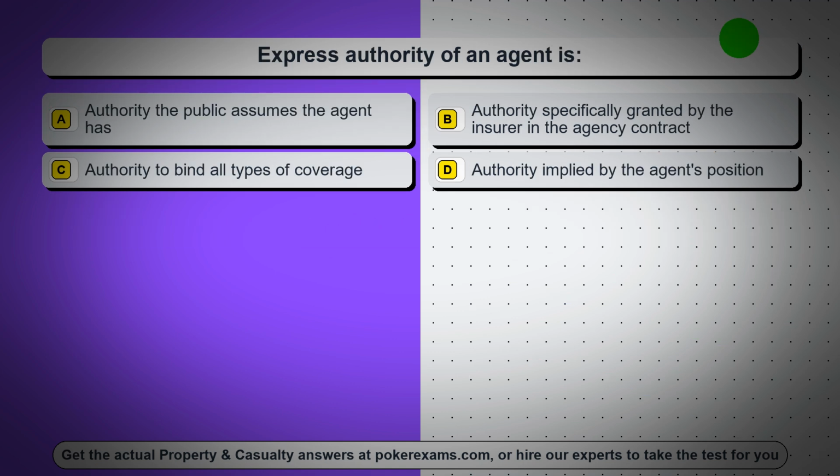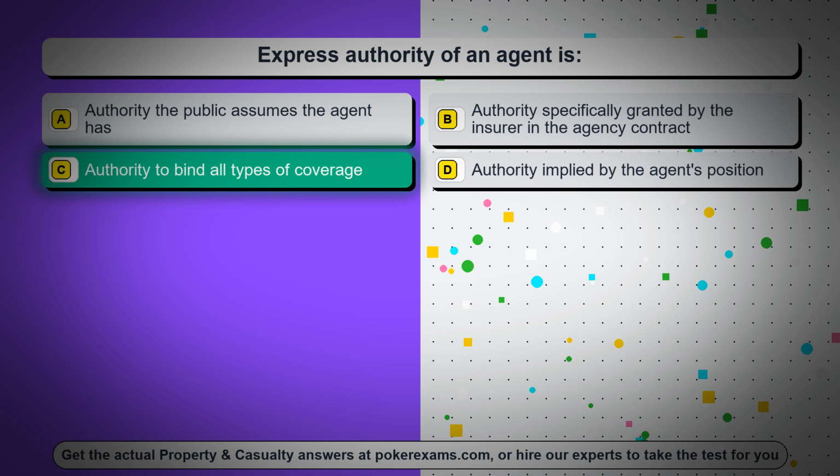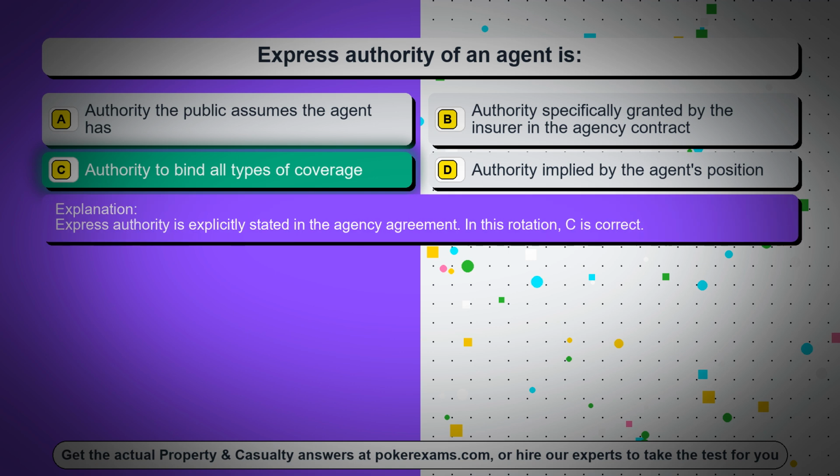Question 84. Express authority of an agent is: Option A, authority the public assumes the agent has. Option B, authority specifically granted by the insurer in the agency contract. Option C, authority to bind all types of coverage. Option D, authority implied by the agent's position. The correct answer is option C, authority to bind all types of coverage. Express authority is explicitly stated in the agency agreement. In this rotation, C is correct.